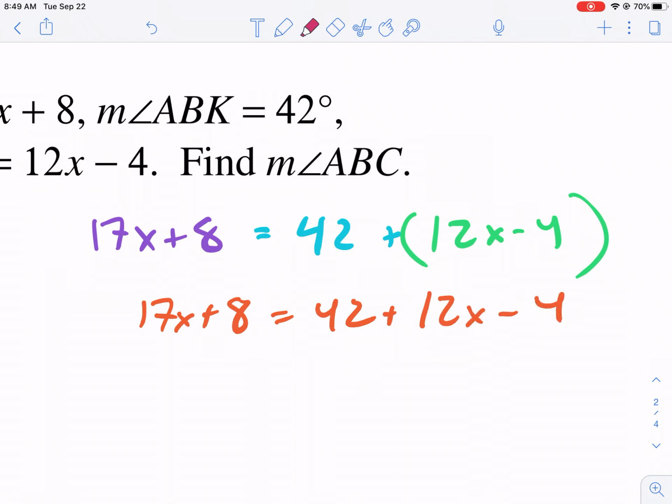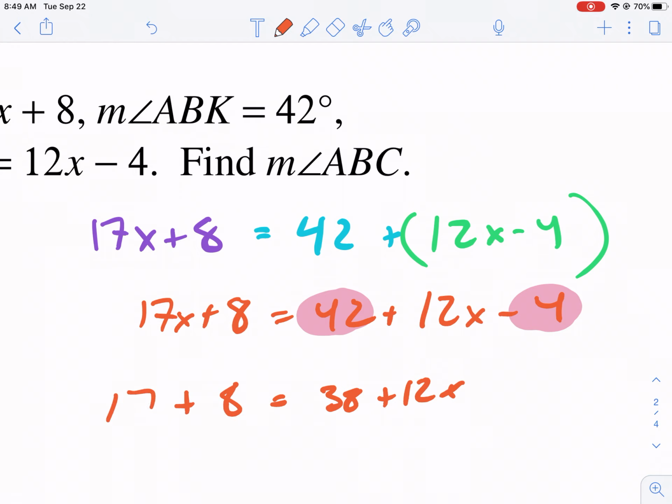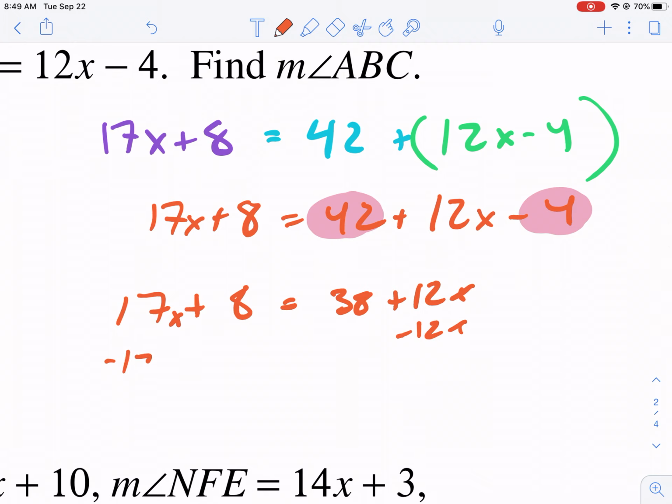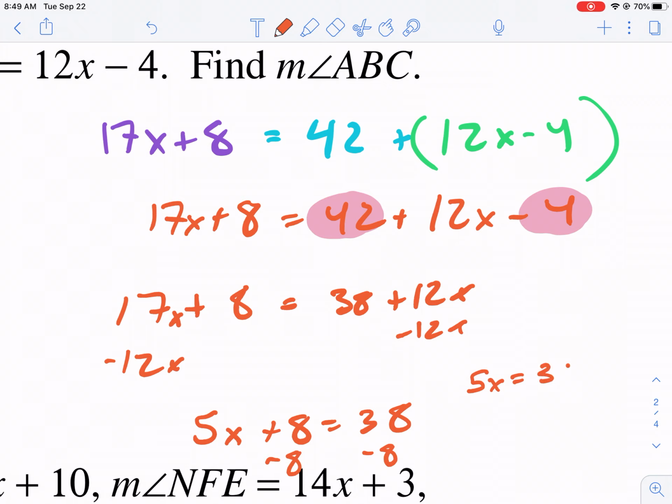Combine like terms first. So we have 38 plus 12x equals 8 plus 17x. I'm going to subtract my smaller variable first to combine like terms, minus 12x. I get 5x plus 8 equals 38. Subtract 8 from both sides. We're trying to isolate the variable here. 5x equals 30. Divide by 5, divide by 5. Division property of equality. X equals 6.